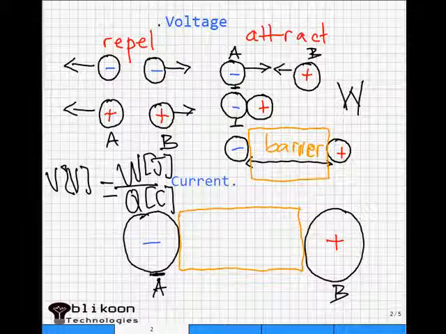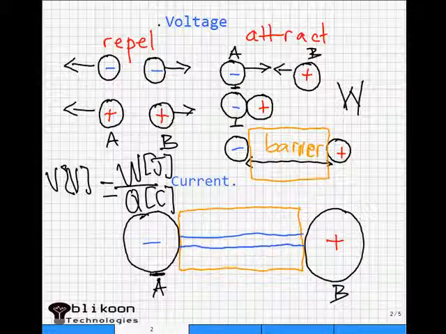Now we want to have some path for charges. We create an opening in this barrier, and because of the potential energy charges have, they are going to move from B to A. A is fixed here.